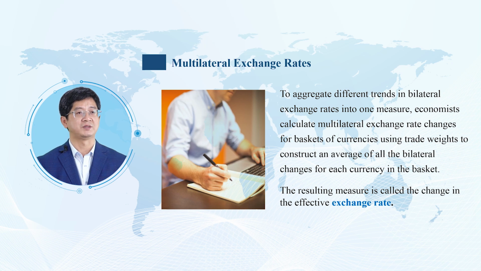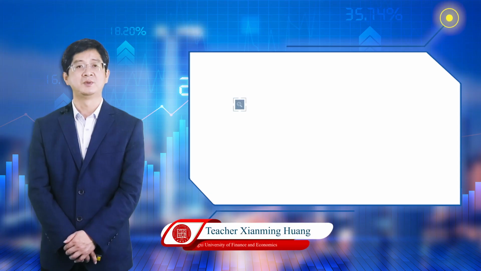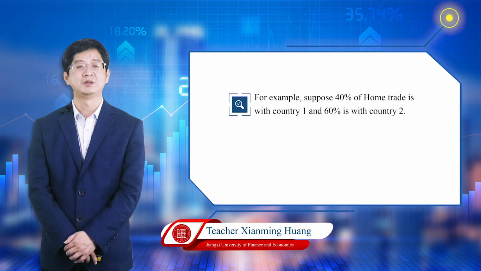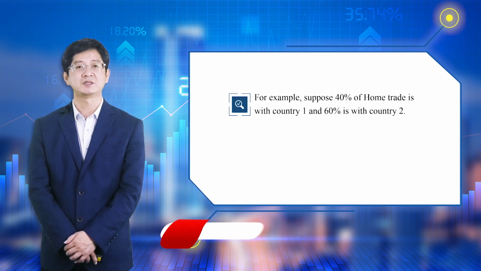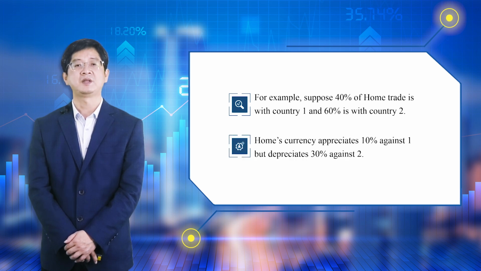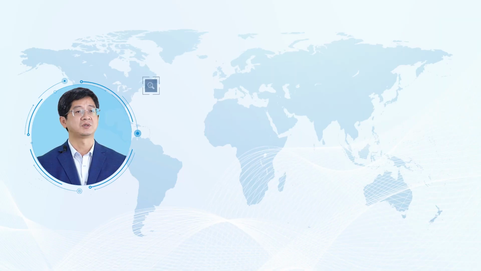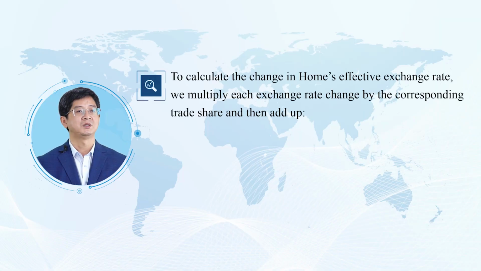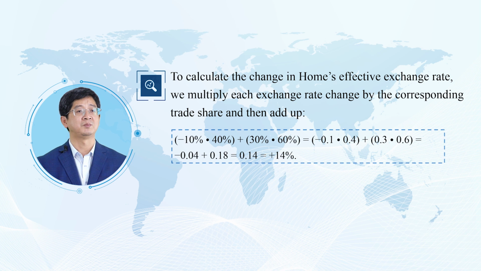The resulting measure is called the change in the effective exchange rate. For example, suppose 40% of home trade is with country 1 and 60% is with country 2. Home's currency appreciates 10% against 1, but depreciates 30% against 2. To calculate the change in home's effective exchange rate, we multiply each exchange rate change by its corresponding trade share and then add up.